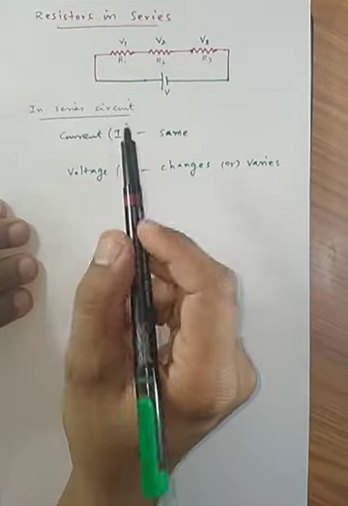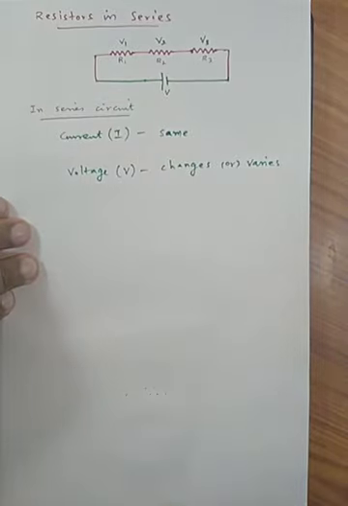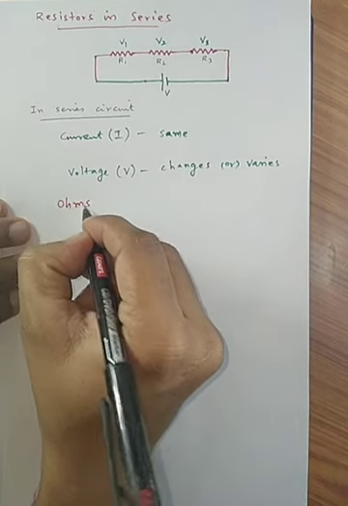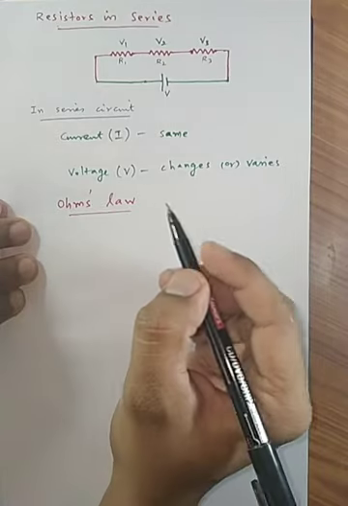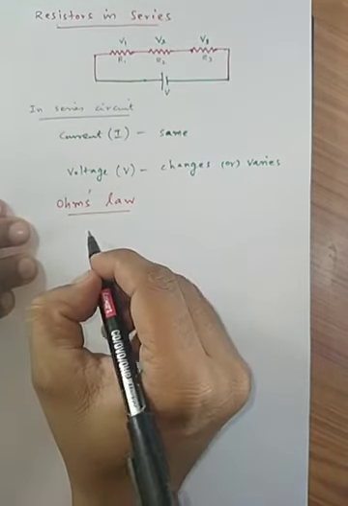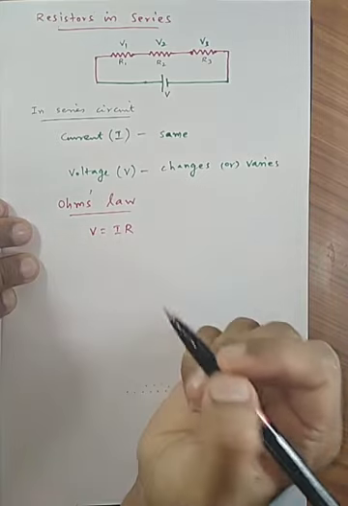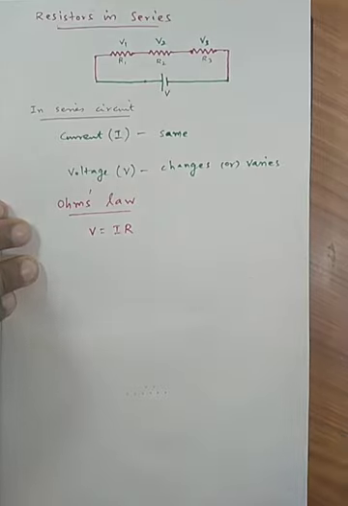To find out the value of V1, V2 and V3, we use Ohm's law. We know very well what Ohm's law is. Ohm's law gives the relation between V, I and R. It is written this way: V is equal to IR. This gives the relation between voltage and current.